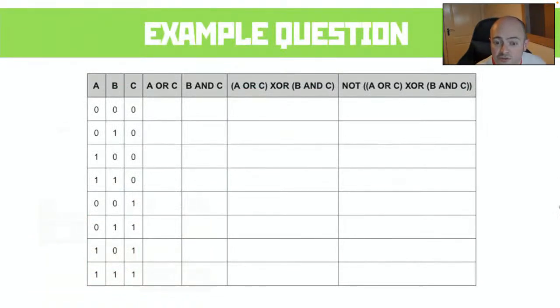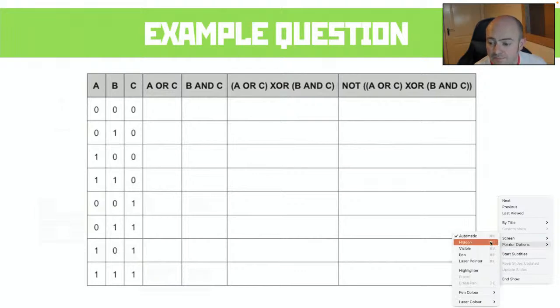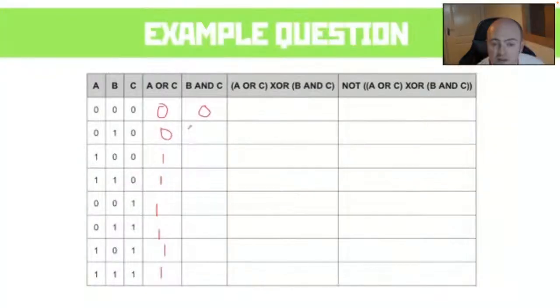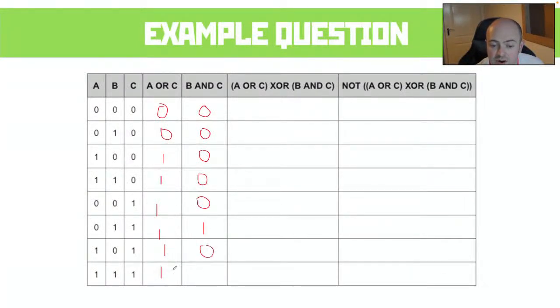And you remember the way in which you do this example question is you work your way down. Let me get my pen on. In this case, A or C must be a 1 for me to put a 1 in this box. A or C are both zeros, I get a 0. There's zeros here. We've got 1, 1, we've got a 1. Ones everywhere for these two. Then we do our next column, B and C. So I'm looking at these two columns. Both B and C need to be a 1 to get a 1 out of it. So I've got 2 zeros, at least 1 zero, 2 zeros, 1 zero, 1 zero, 2 ones. So I get a 1.